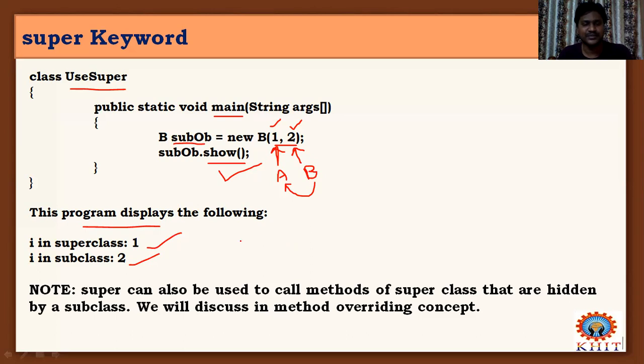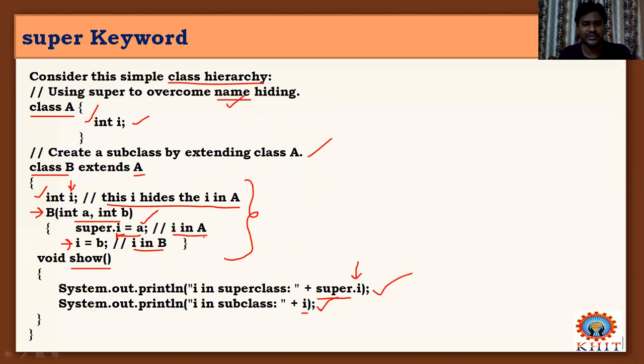And this same process is applicable to the method also, and we will discuss this in the next topic clearly. Now this example illustrates how to use the super keyword to access the instance variable having the same name as a member in the superclass and the same member with the same name in the subclass also.